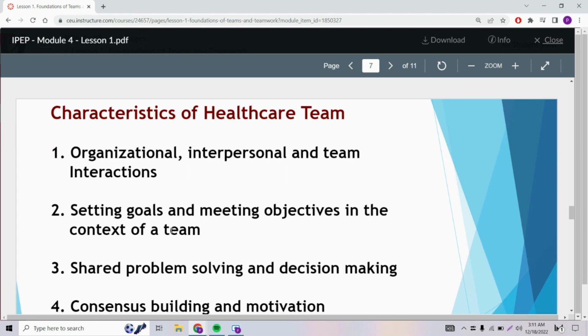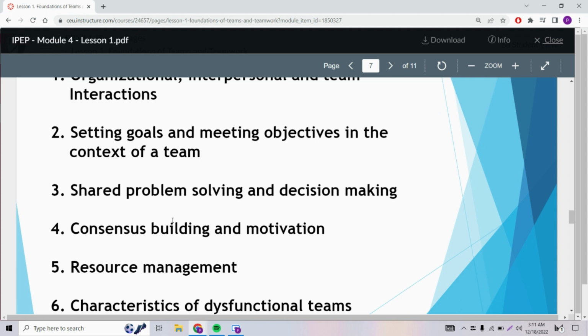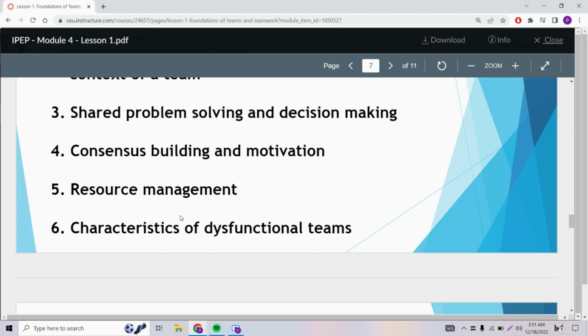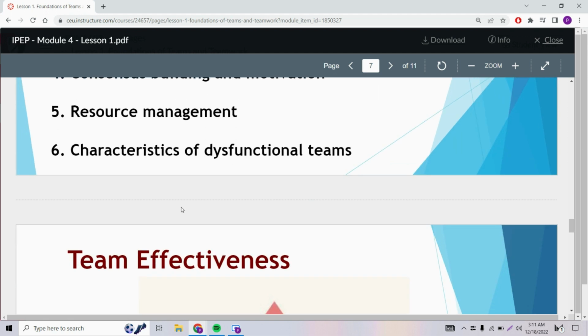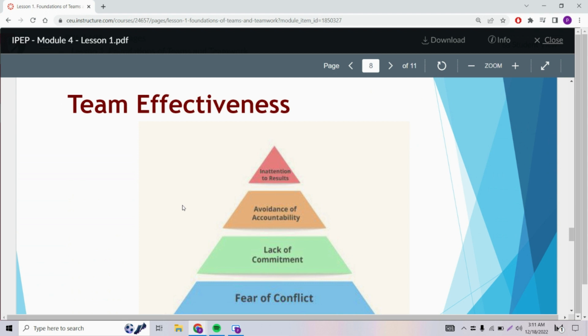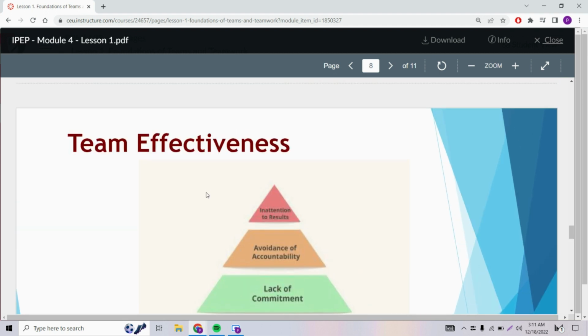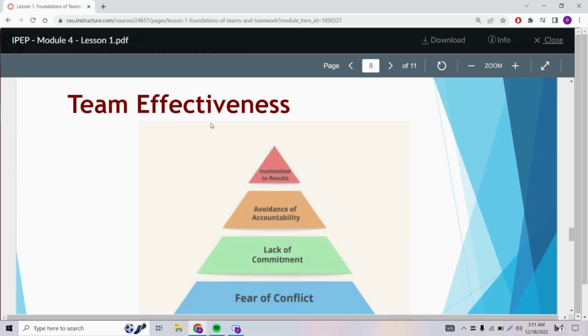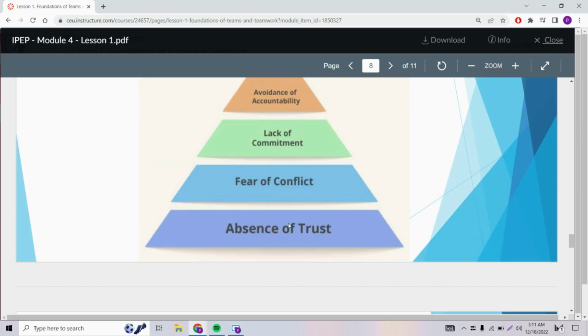Setting goals, meeting objectives, shared problem solving, consensus building, resource management. Characteristics of a dysfunctional team. So ito yung tinatawag nating, class, yung pyramid nila for the team effectiveness. So the highest would be inattention to results, avoidance of accountability, lack of commitment, fear of conflict, and the foundation of it all, the absence of trust.